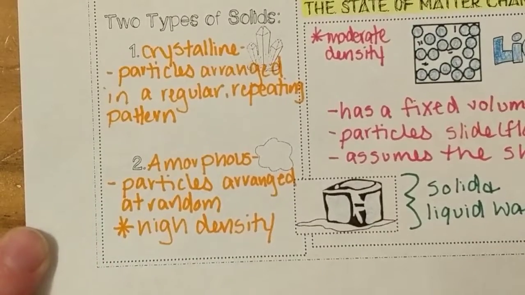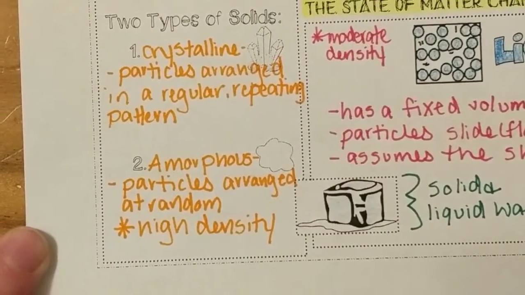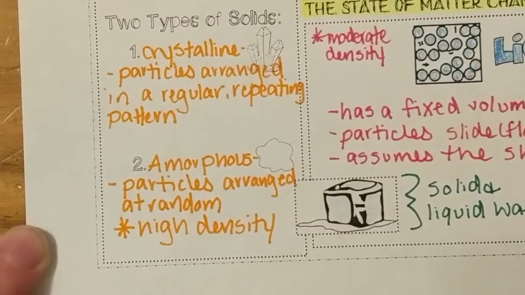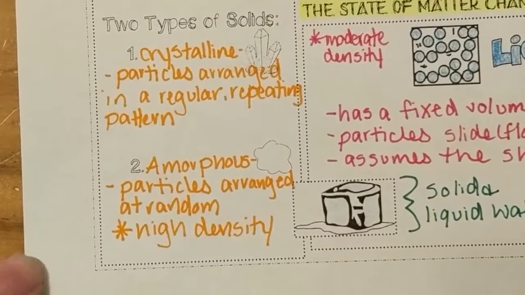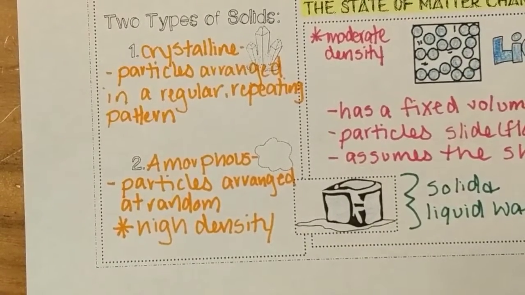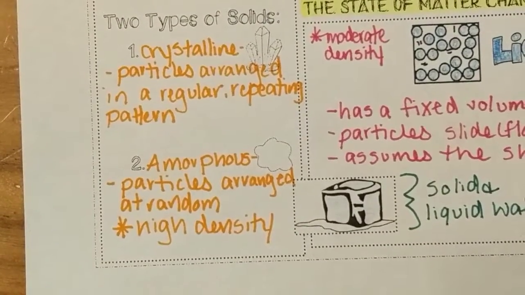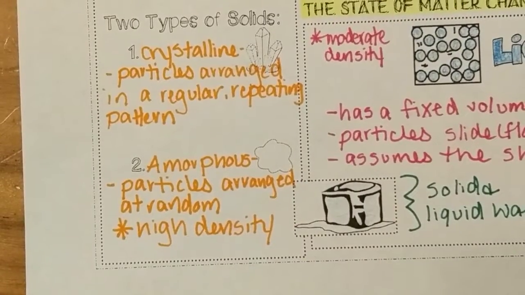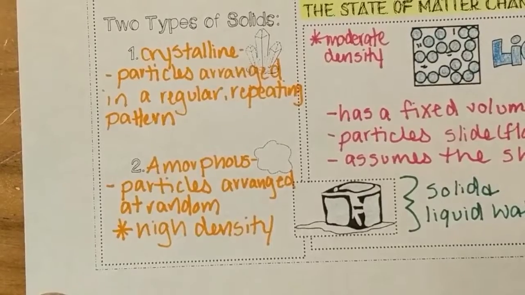However, amorphous solids do not have a regular repeating pattern. The particles are arranged randomly. A good example of that is glass. When you take liquid glass and pour it out, you can shape it into pretty much any shape because the particles are arranged at random.